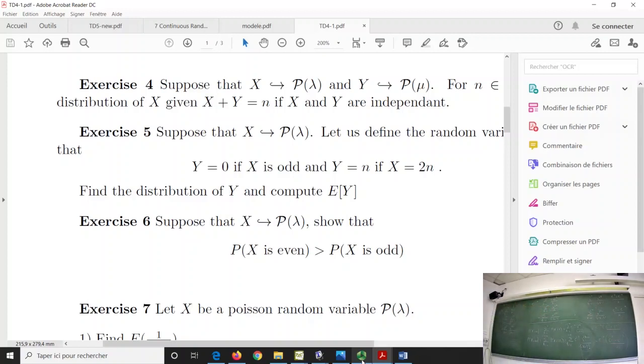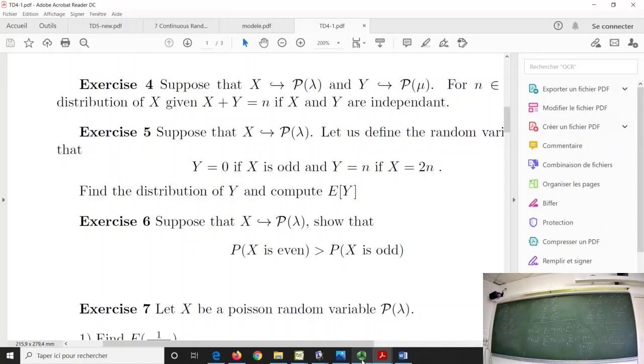And now it's finished. What is the difference between this expression and this one? The only thing is that I have a minus here and a plus there. And I know that the exponential is a positive mapping. So you always have that the first is greater than the other one.